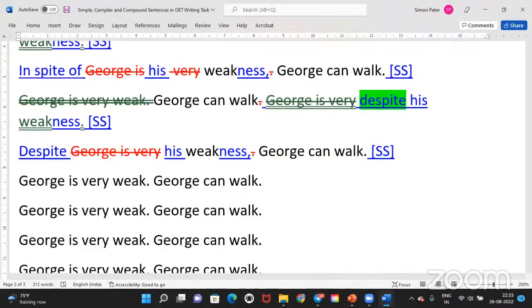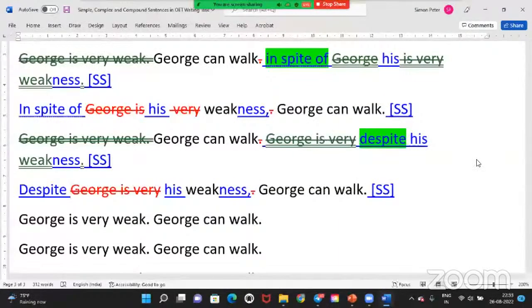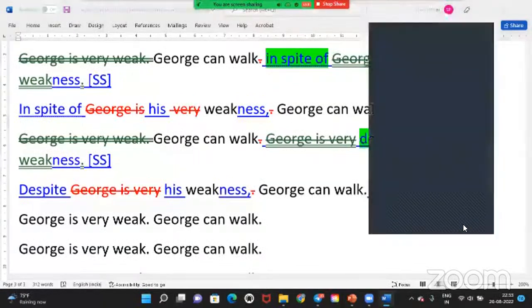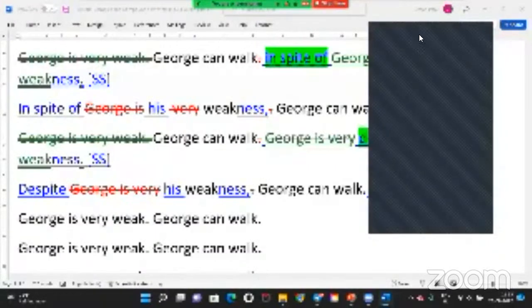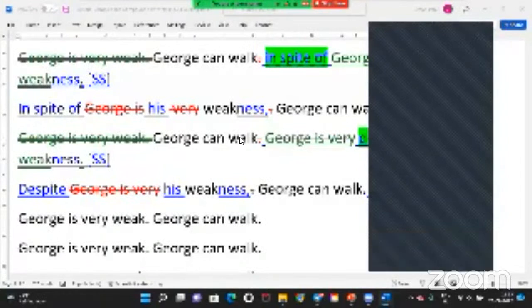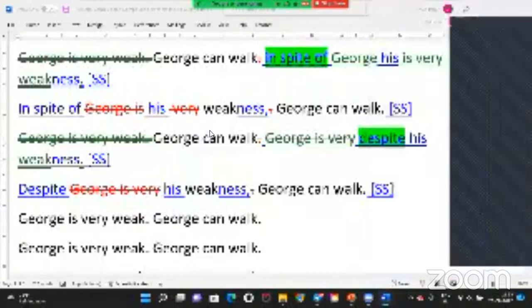So next one. So do you understand what a simple sentence is? Four types of simple sentences. So this is the way you can join the sentences using simple sentences.